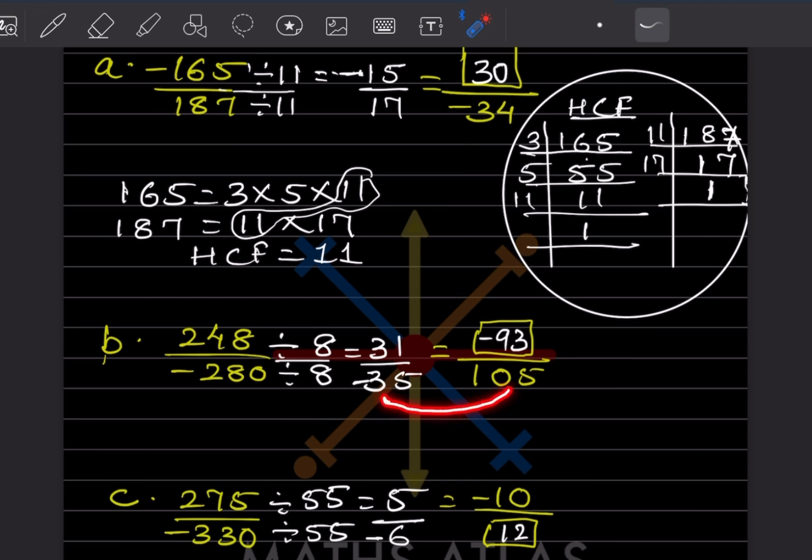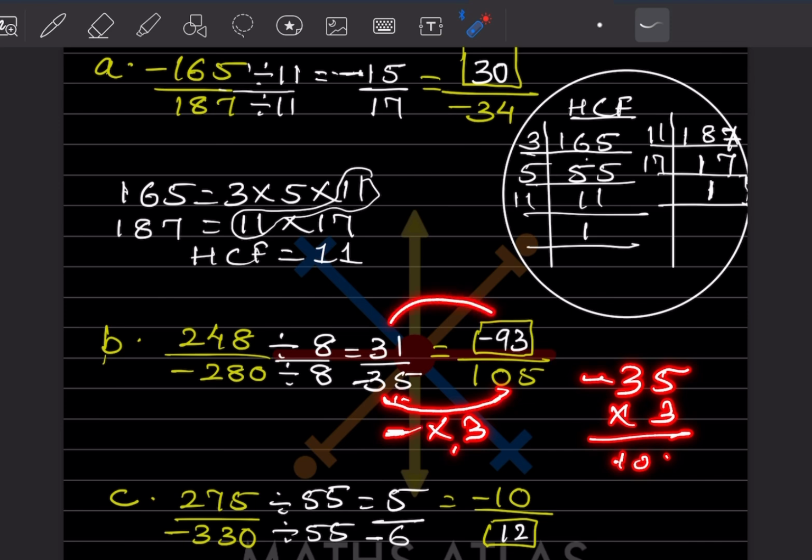You are going to compare this and this one. So 35 into 3 is going to be 105, and this is going to be multiplied by minus 3, because this is positive. So this is clear, 35 into 3 is 105. But this is negative and this is just positive, so negative into negative is going to be positive. So this should be multiplied by minus 3, so this also should be multiplied by minus 3. So 31 into minus 3 is going to be minus 93.